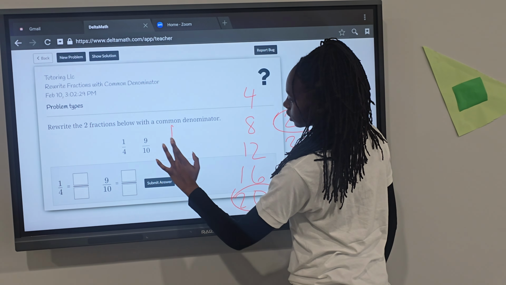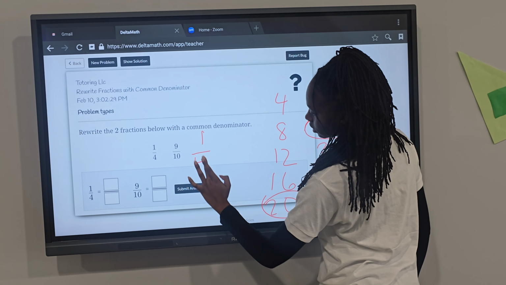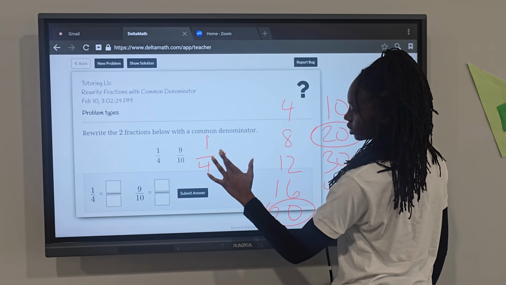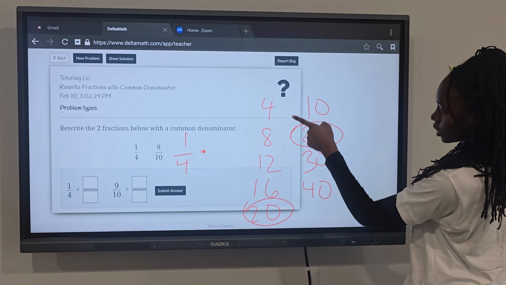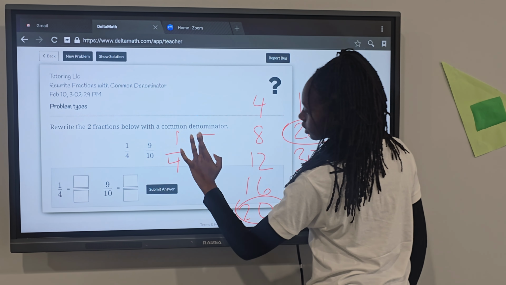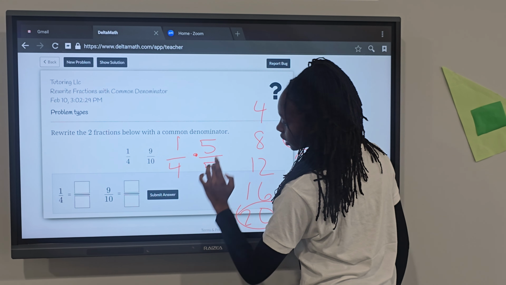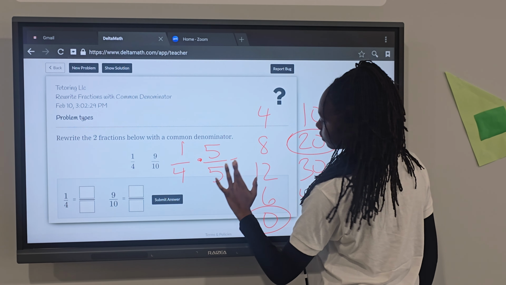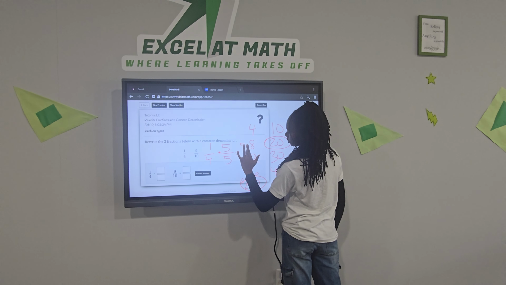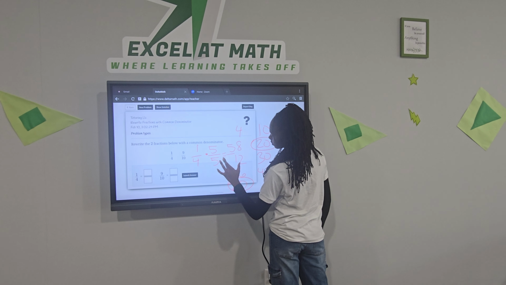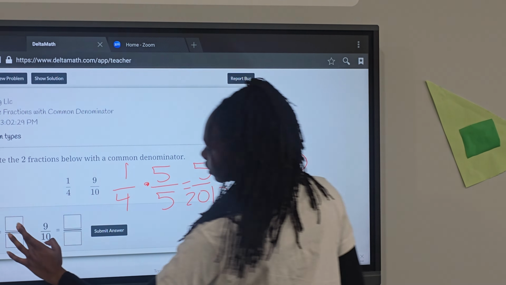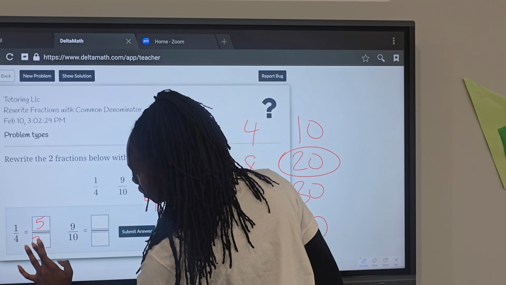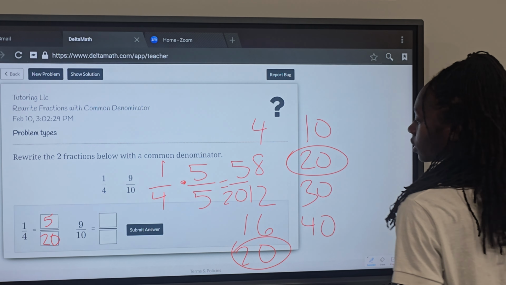Then moving over, we've got to get that denominator there, and we get there by multiplication. What do we multiply 4 by to get 20? 1, 2, 3, 4, 5. We've got to multiply both the numerator and the denominator by 5 to make it truly equivalent. 1 times 5 is 5, 4 times 5 is 20. So over here, we've got 5 over 20 is equal to 1/4.